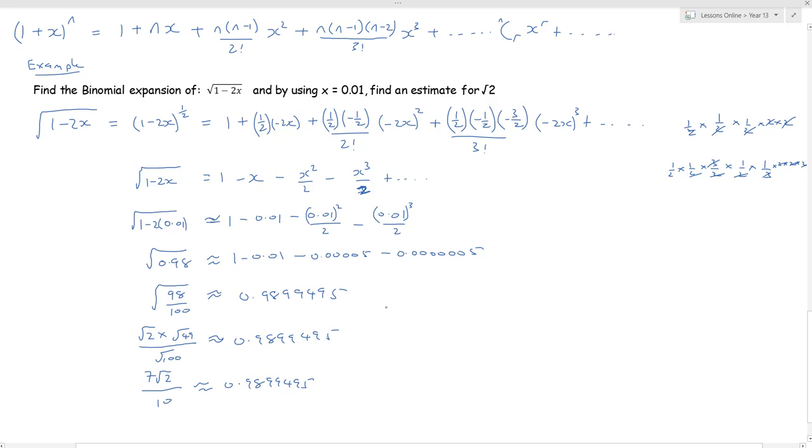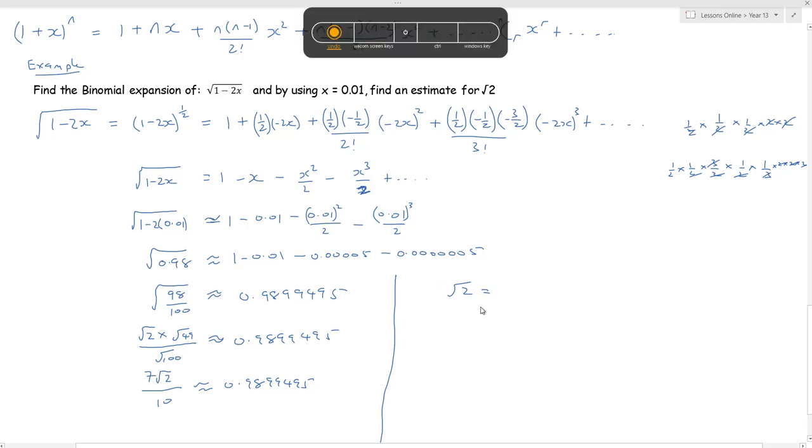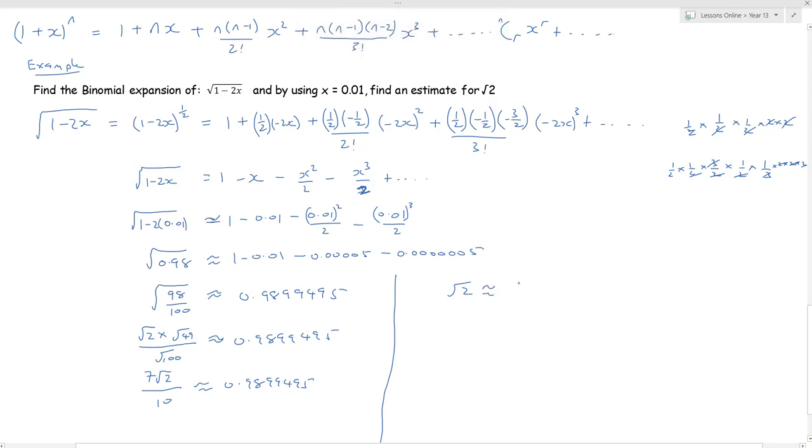Now I can get the square root of 2 on its own by multiplying through by 10 and then dividing by 7. So let's write that over here. So I've got square root of 2 is approximately equal to 0.9899495 times 10 and divided by 7, which gives me 1.414213571.